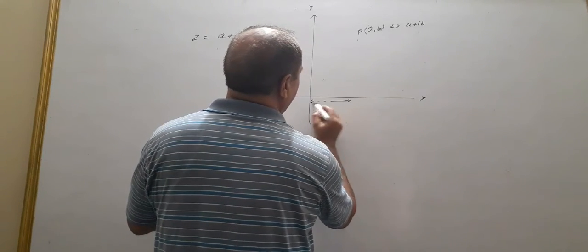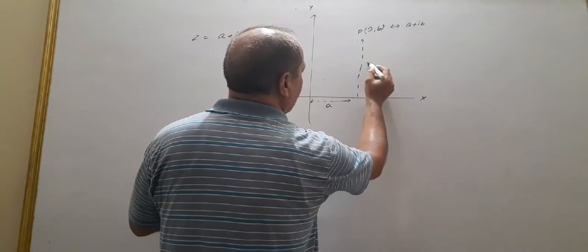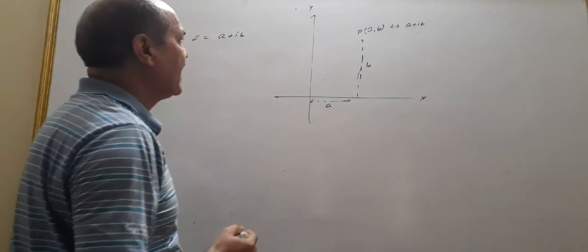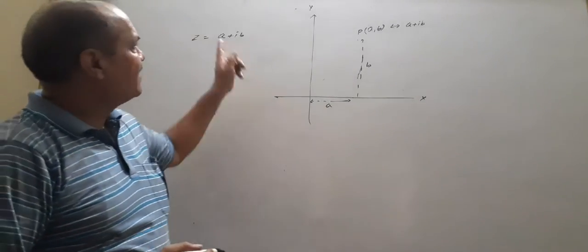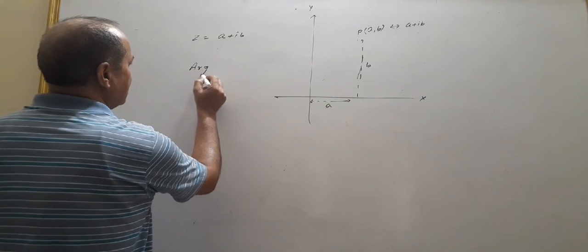Let this is a, and this is b. Okay, so this is the representation of complex number in a plane, and the plane in which we represent the complex number is called Argand's plane.